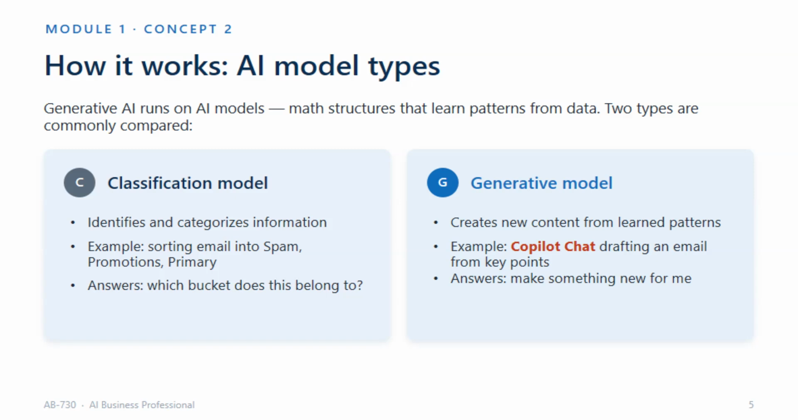Generative AI operates using 2 main model types. Classification models identify and categorize data, like sorting emails into folders. Generative models create new content from learned patterns, such as drafting emails from key points. On the exam, know that generative models create content, while classification models only sort data.